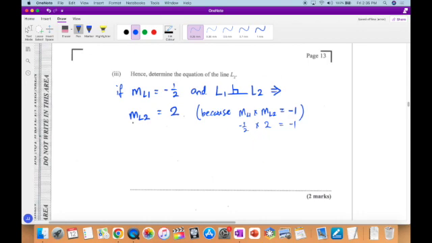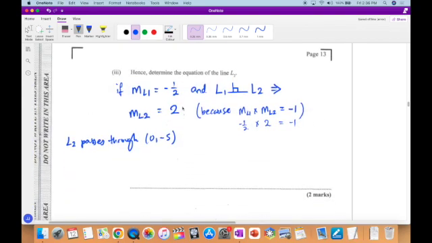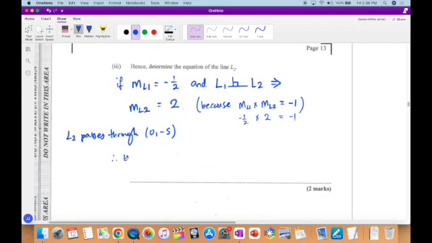Yeah? So that is the line L2. And we know that L2 passes through, not through like Groot, the point (0, -5). Notice -5 is the y-intercept, right? This point here, -5, is the y-intercept. Therefore, the equation of L2 is y = 2x - 5.